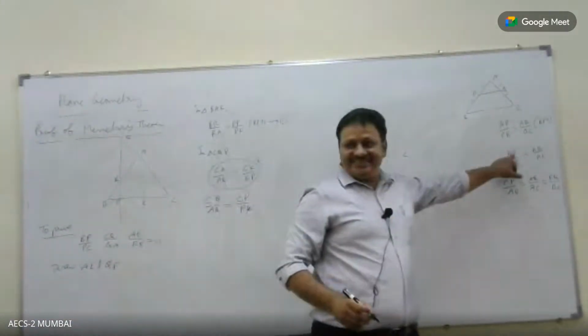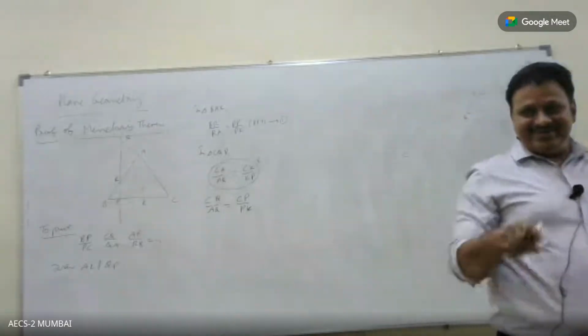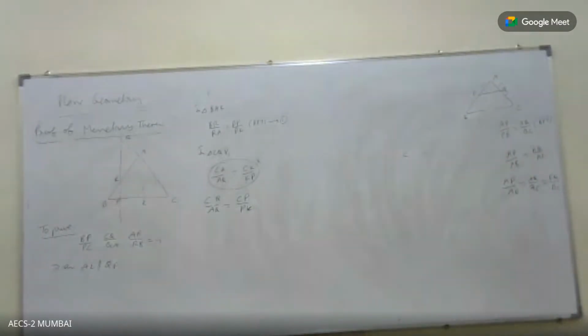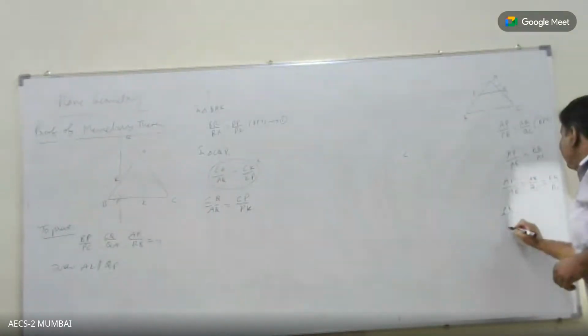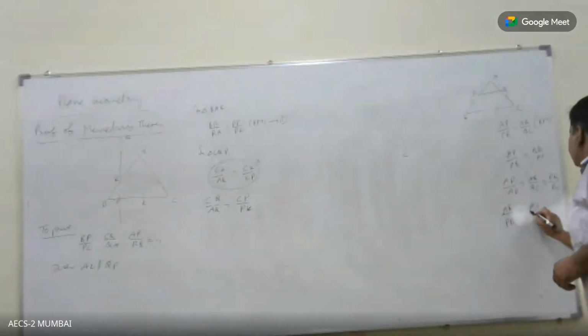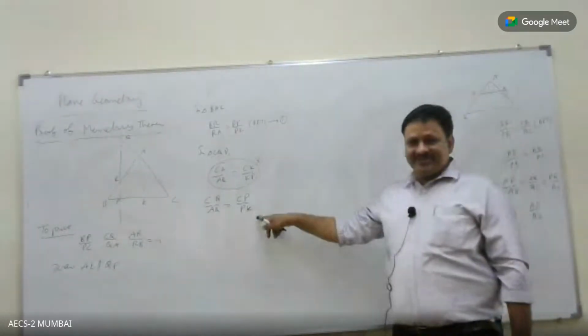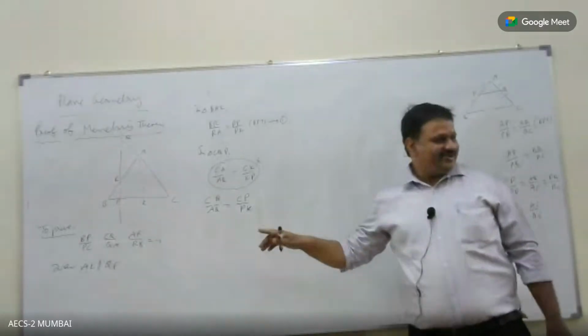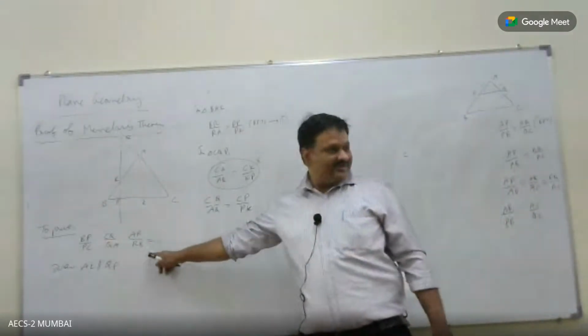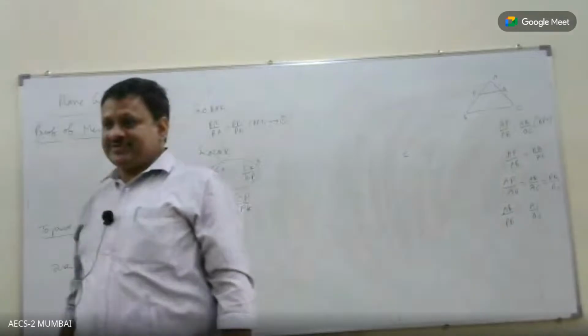It is none of this. We have one more result from BPT. What is that? AB by PB equal to AC by BC. Right? You are using this. Why did we change from this to this? Because our eye is on this. We want to get these ratios.